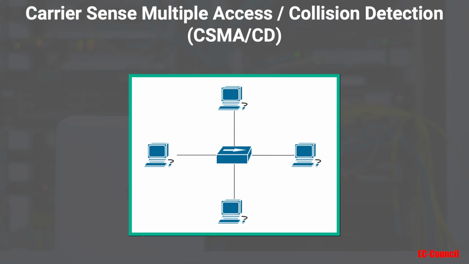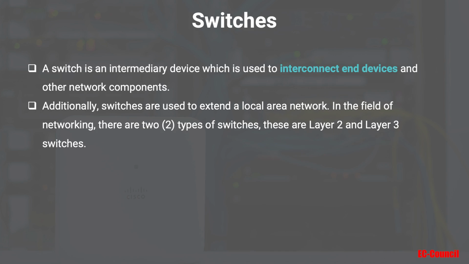As you can imagine, this is a difficult thing. We no longer use hubs anymore in today's network. What we use are smarter devices. These are network switches. On a network, you will commonly find switches. Switches are considered to be intermediary devices that are used to interconnect end devices and other network components. Without switches, your computer will not be able to connect to the actual network itself.